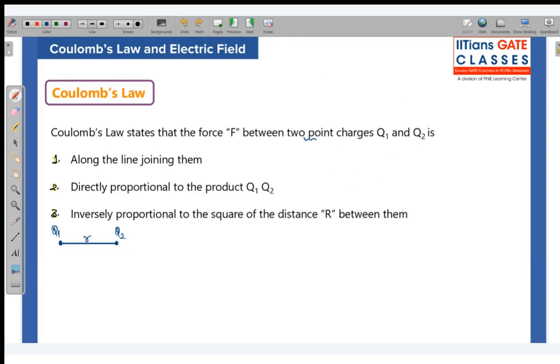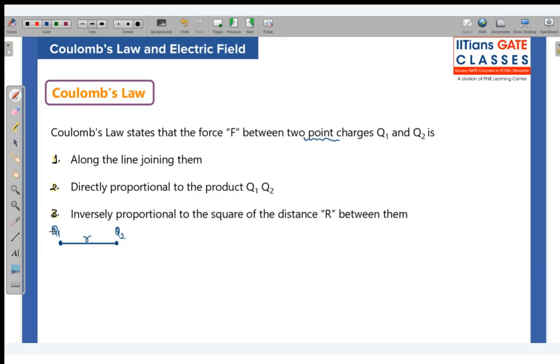Point charges, what do you know about point charges? They have negligible size. They are stationary, and we can denote them in the form of a point. The charge is concentrated in a very small area, so we don't consider its area. It is a point, so the area is, you can say, zero. Okay, and Q1 will exert a force on Q2 and Q2 will exert a force on Q1.